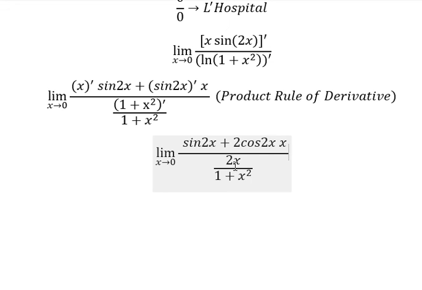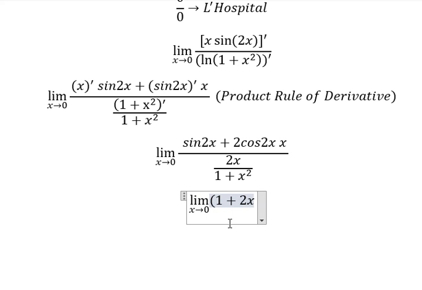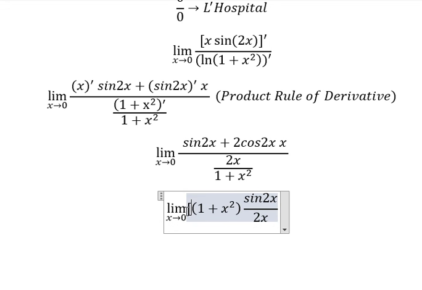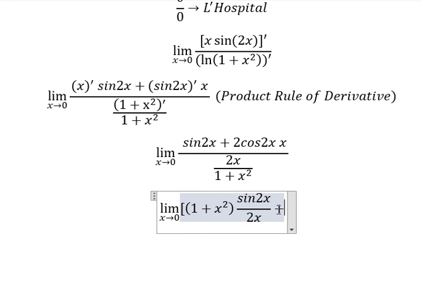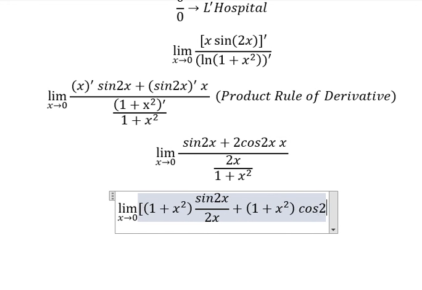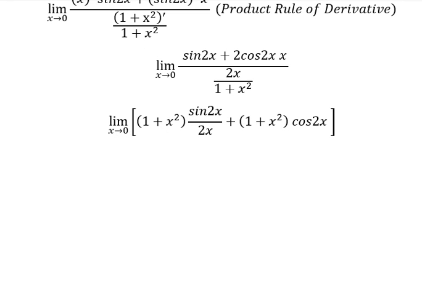But in this situation, I will put 1 plus x squared on numerator. We have x and x, we can simplify, number 2 and number 2, we can simplify. And we have cosine 2x. Next, we have the formula in here.